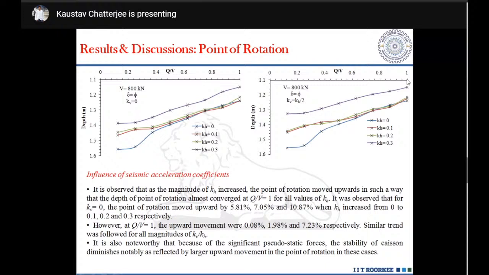A similar trend is also followed by this graph. It is noteworthy that because of the significant hydrostatic forces, the stability of the caisson diminishes, as reflected by the larger upward movement in the point of rotation.